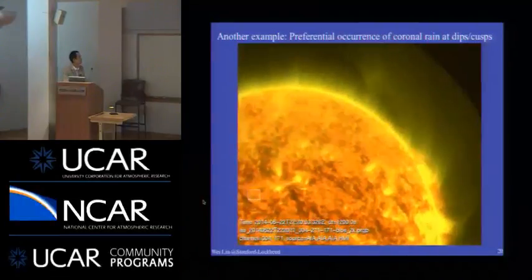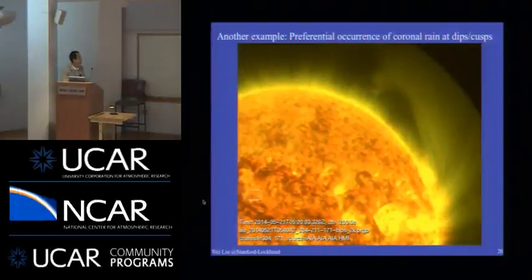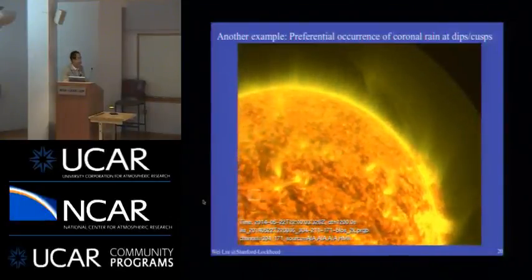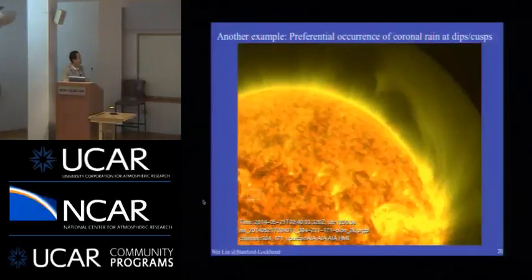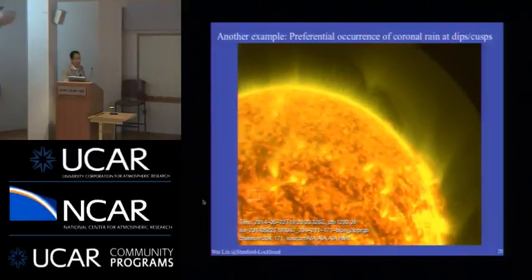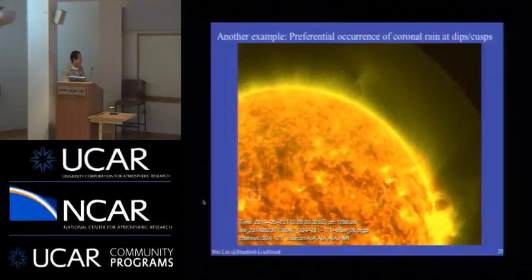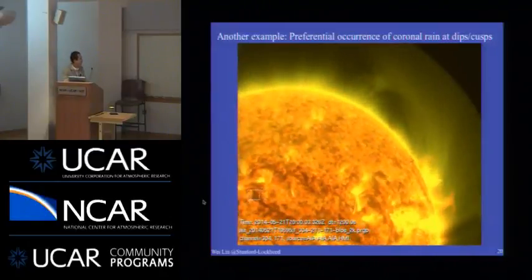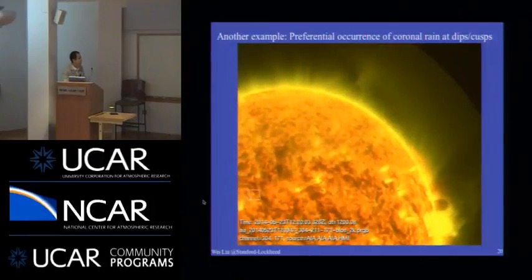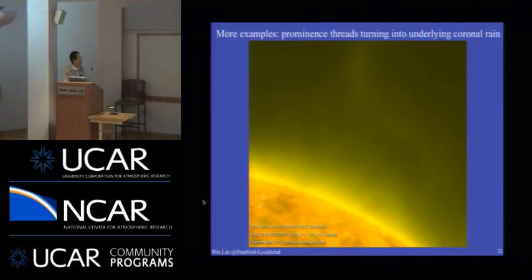What you see here is the cusp structure, with very long loops. But watch closely, this red cool material is formed right there at those cusps. So those are probably locations of null points, X-type or L-type or whatever. The situation is that there are preferential locations for coronal rain condensation. And there are more extreme examples.